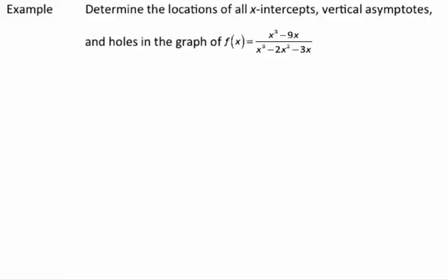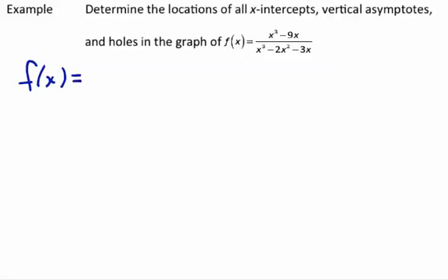So when I'm asking to find all x-intercepts, vertical asymptotes, and holes in the graph, really what I'm asking is when is the function 0, when is the function undefined, when is the function indeterminate, just worded a bit of a different way. We still need to proceed the same way. We still need to factor this function as much as possible.